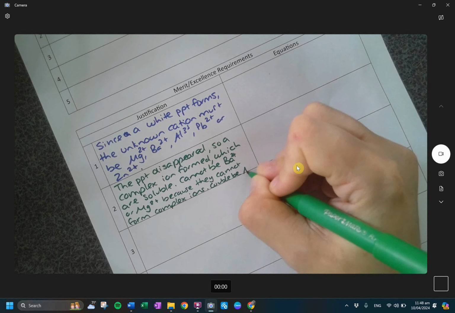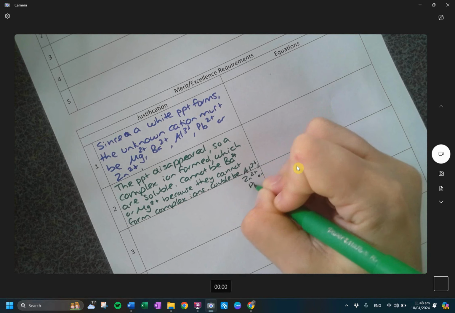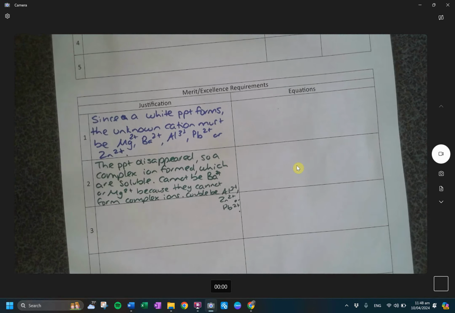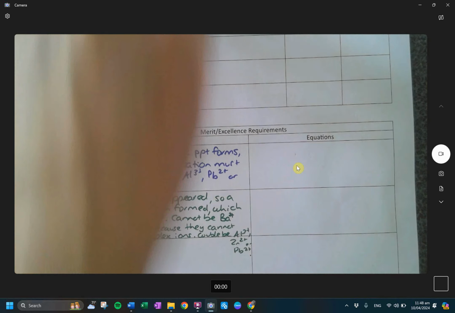Now I'm running out of space. Aluminium, zinc, or lead. Running out a bit of space there. I might have to change the sizing so that way we have more space for justification, less space for equations. It's a work in progress. Okay, cool. Are we okay with that so far?